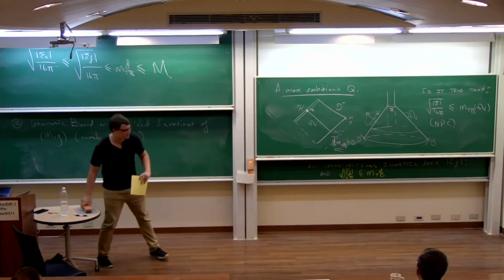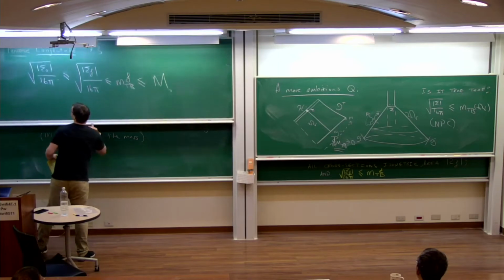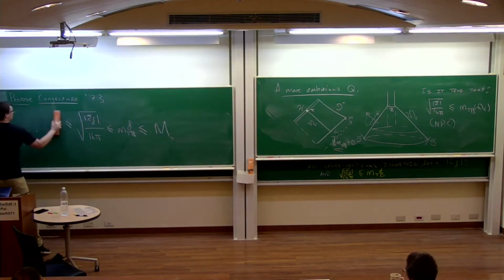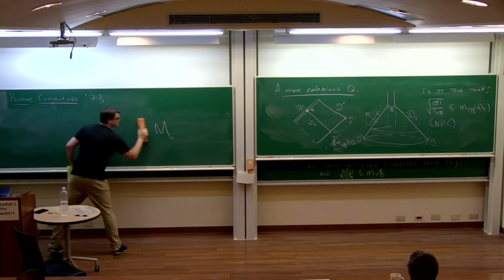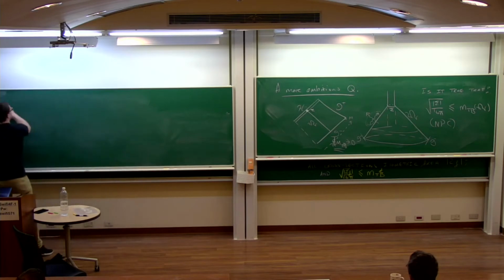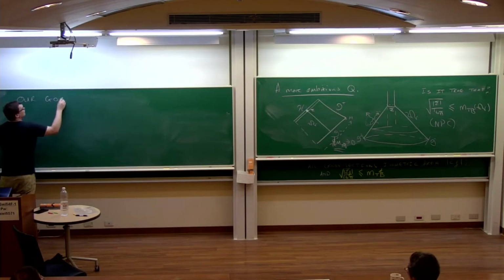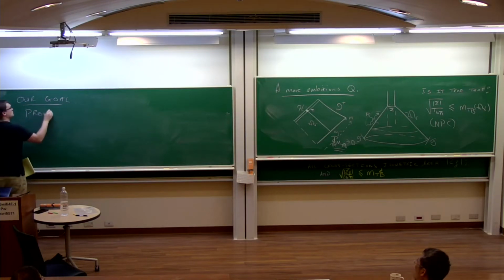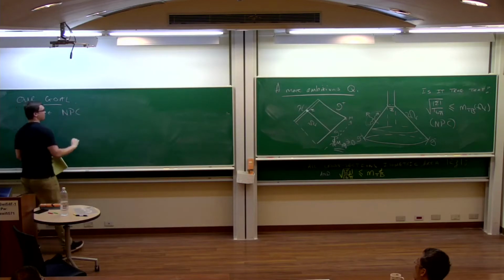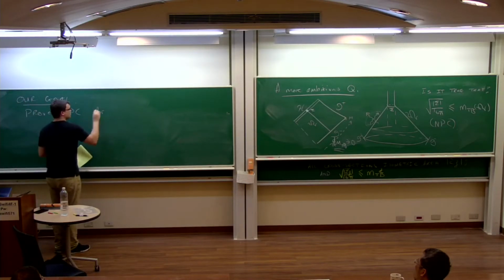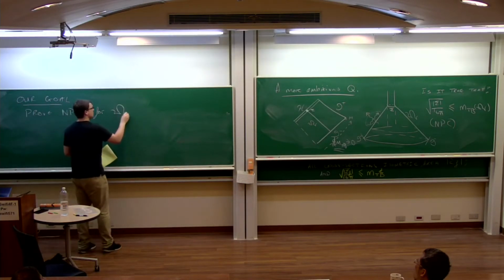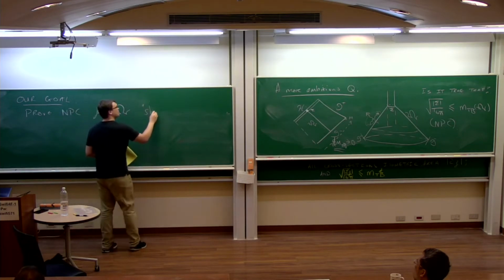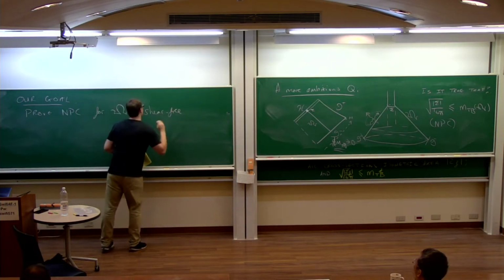Okay, so that's the introduction. What's our goal for the next two classes? Our goal: I would like to prove the null Penrose conjecture, in my last lesson, for an omega that's shear free in vacuum.